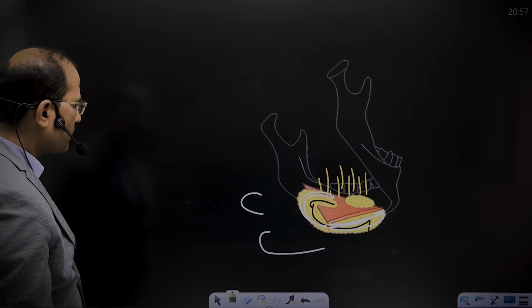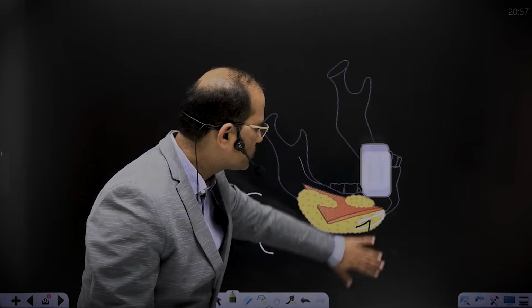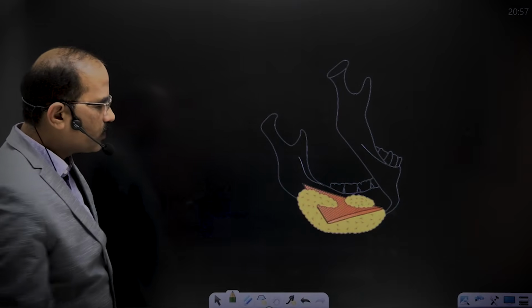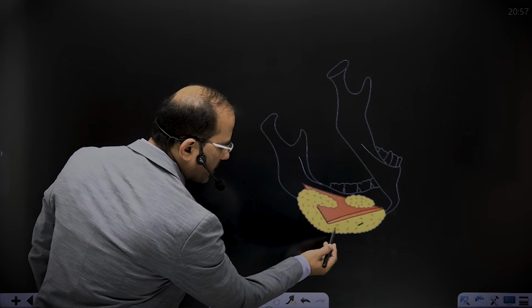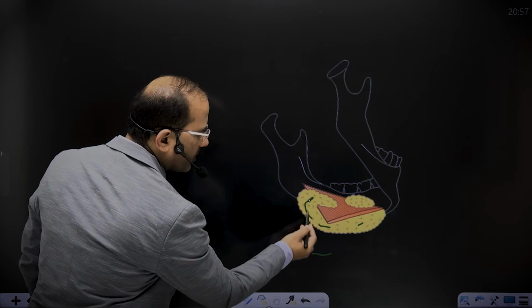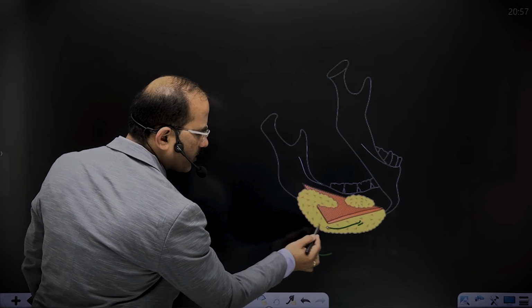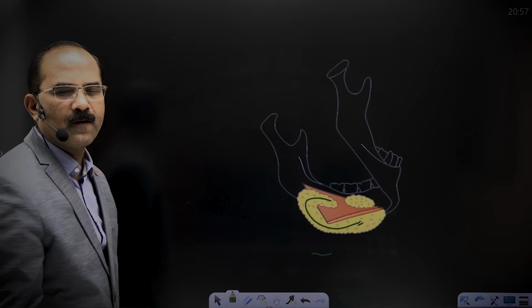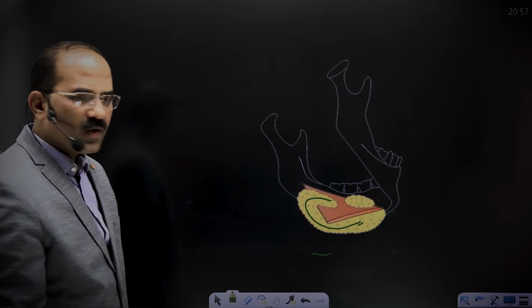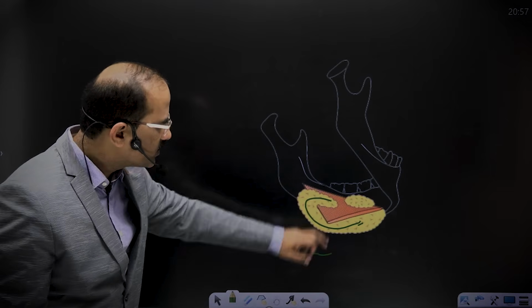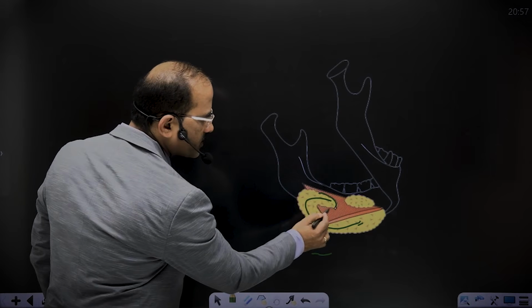So that's the superficial part of the gland. Look at this. Now this superficial part will turn around. It will wind around the mylohyoid and it goes inside. Right, it goes inside. And what is this part? This is the deep part of the submandibular gland.